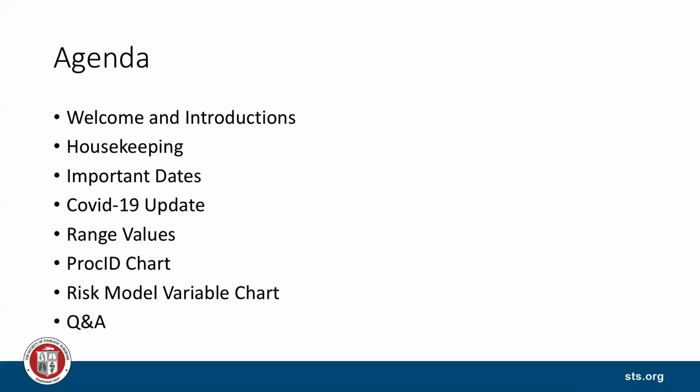Here we go. So then the housekeeping, important dates, and then a COVID-19 update. I'm going to go over range values, the ProcID chart, and the risk model variable chart. If we do not get to the ProcID chart and the risk model variable chart, we will get to these on the next webinar, but I would really like to get to them today, but we'll see how many questions we have towards the range value area, and then I want to leave enough time to get to your concerns.